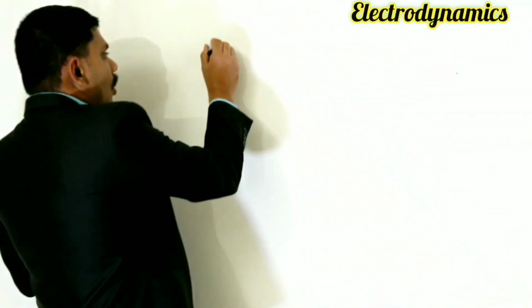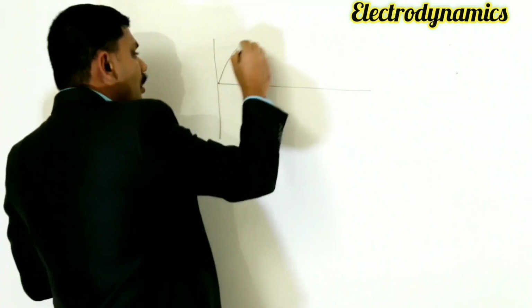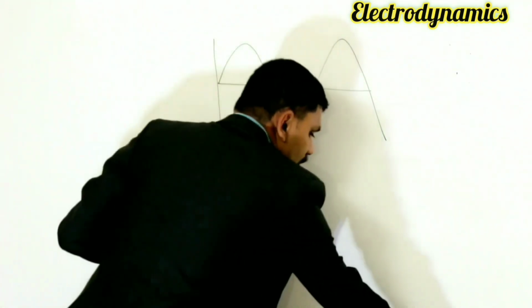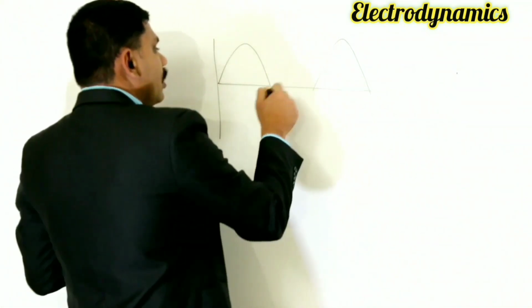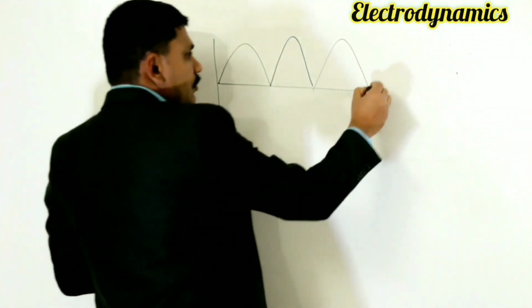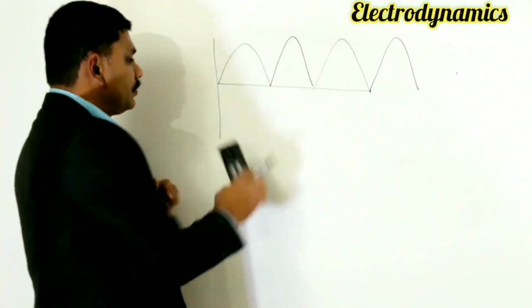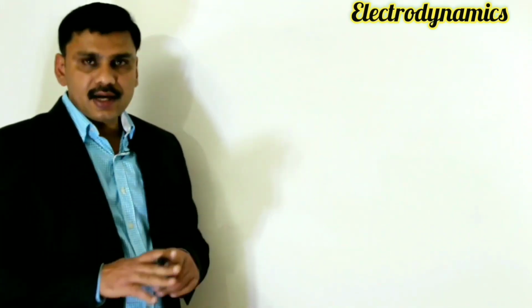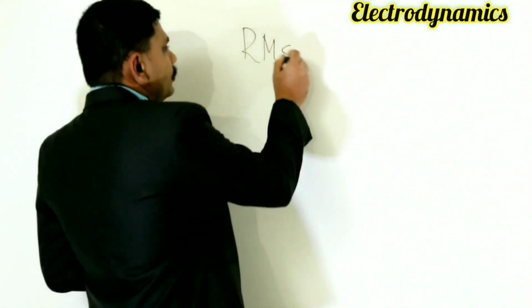So how can you represent alternating voltage or alternating current? Like this. If you want to represent direct current or direct voltage, how will you represent it? Like this. This is direct current or direct voltage. Here I am discussing the RMS value.